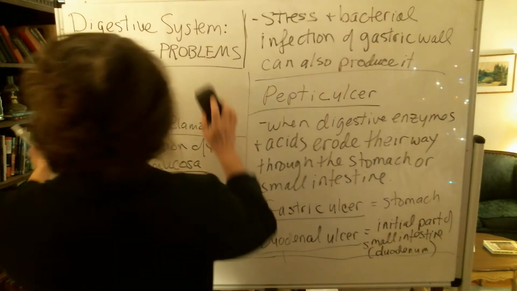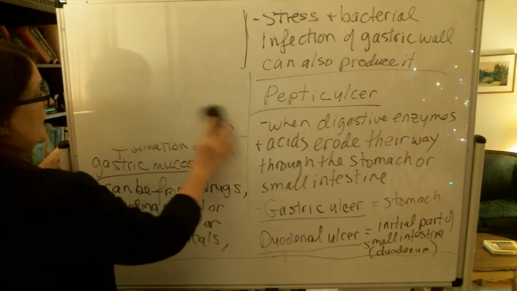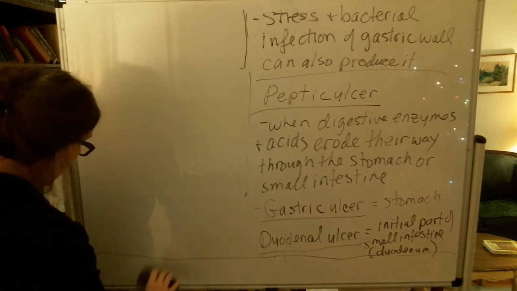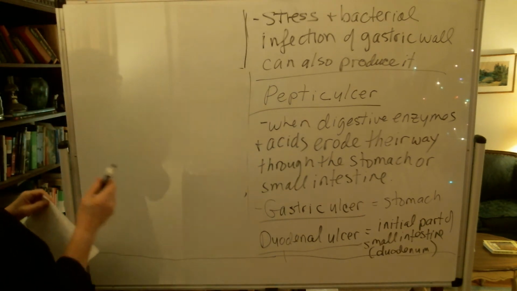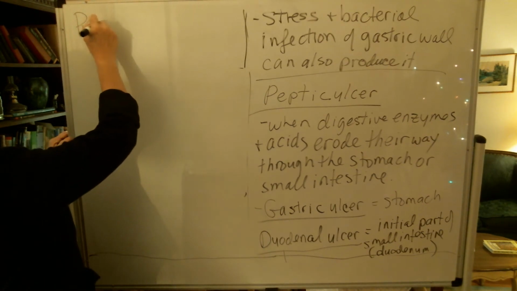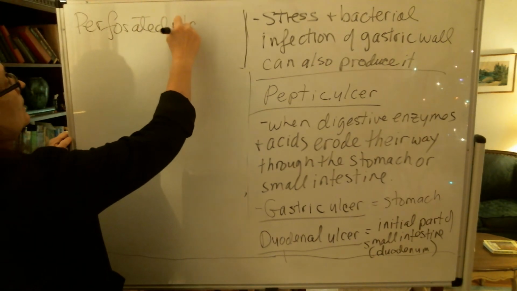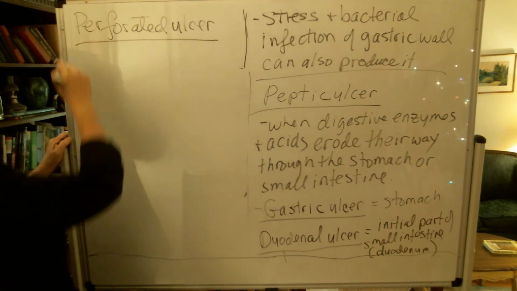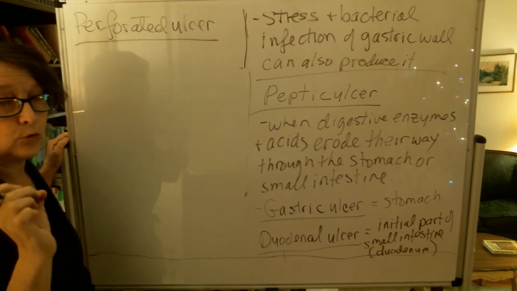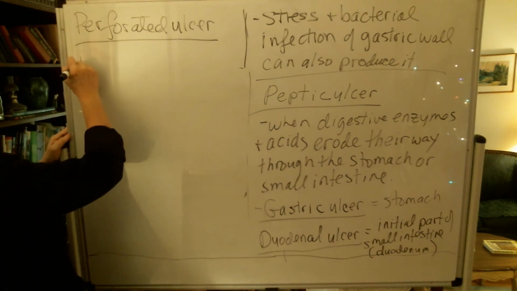Now, normally these are just small areas that are being attacked basically by these acids and digestive chemicals, but they haven't eaten their way all the way through. On the other hand, if you get a perforated ulcer, that means that they have wound up eroding their way all the way through the wall of the GI tract, and now you are in serious trouble.